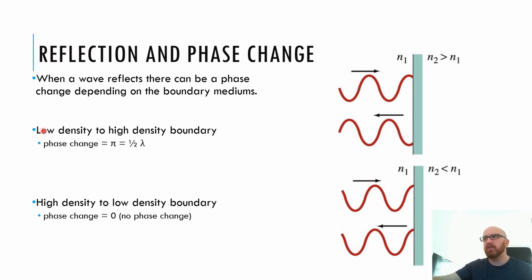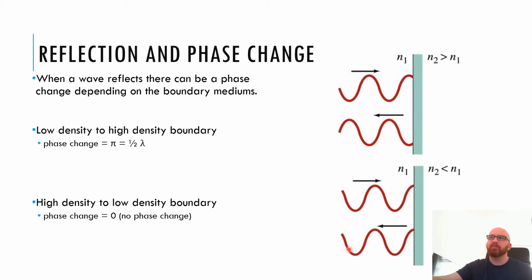So low density to high density boundary: the wave comes in and when it bounces back, it comes back out of phase by half a wavelength. What you'll notice there is that as it comes in, it actually comes back off and it flips. So it goes in and back out, and you'll notice that this wave compared to this wave has half a wavelength difference. So there is a phase change of pi, a phase change of half a wavelength.